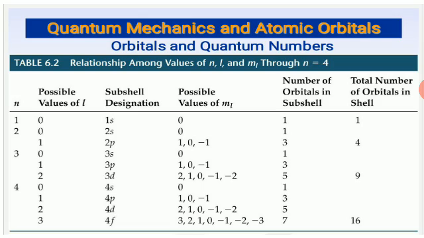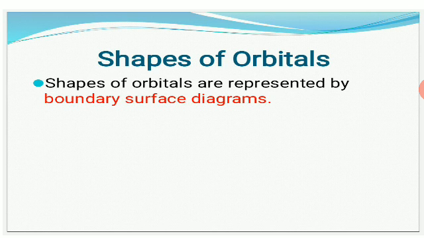If the value of n is 1, so the principal quantum number is 1, and the value of l is 0, it is designated as 1s. 2,0 is 2s, 2,1 is 2p, 3,0 is 3s, 3,1 is your 3p, and 3,2 will be your 3d. Similarly, 4,0 will be your 4s, 4,1 will be your 4p, 4,2 will be your 4d, and 4,3 will be your 4f. Next is the shape of the orbital, and this shape is represented by the boundary surface diagram.